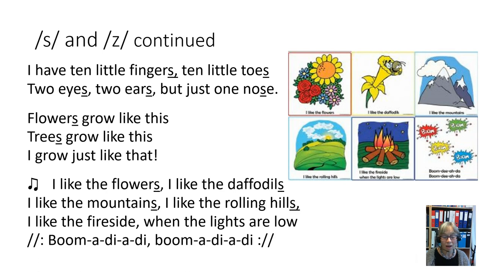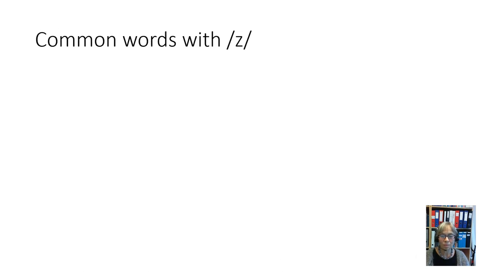Or you can sing. I like the flowers, I like the daffodils, I like the mountains, I like the rolling hills, I like the fireside when the lights are low. Hear how it sounds, or it's easier to sing actually when you voice that S. So, lots of fun songs can be sung and the voiced S can be practiced at the same time.